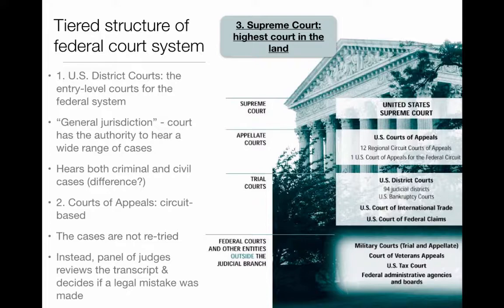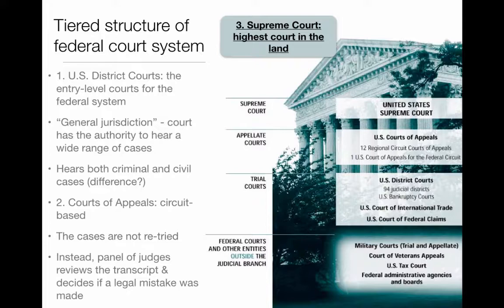The federal courts and other entities outside the judicial branch include military courts, the Court of Veterans' Appeals, the U.S. Tax Court. These have federal jurisdiction, but they're not considered for the purposes of what we're talking about today to be part of the federal court system as it's properly addressed. It just so happens the military is a federal organization by and large, so it has its own court system, etc.